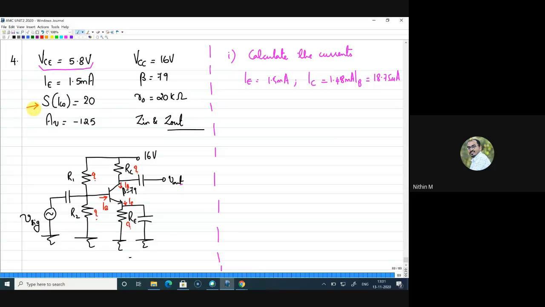Okay, let me check with Maunav. Maunav? Yes, sir. So are you getting any idea? Sir, according to me, if we only do DC analysis, we'll have 4 variables and 3 equations. So I feel we have to do AC as well. Yes, very good.